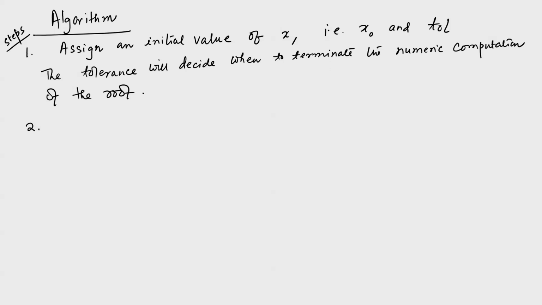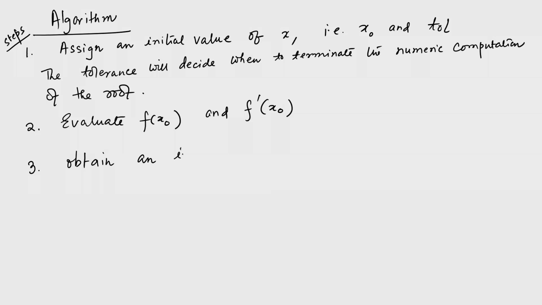These are the steps. Step 1, and then step 2 is to evaluate f of x 0 and f prime of x 0, that is at the initial value. And then obtain an improved estimate of x 0 by using the NR formula.